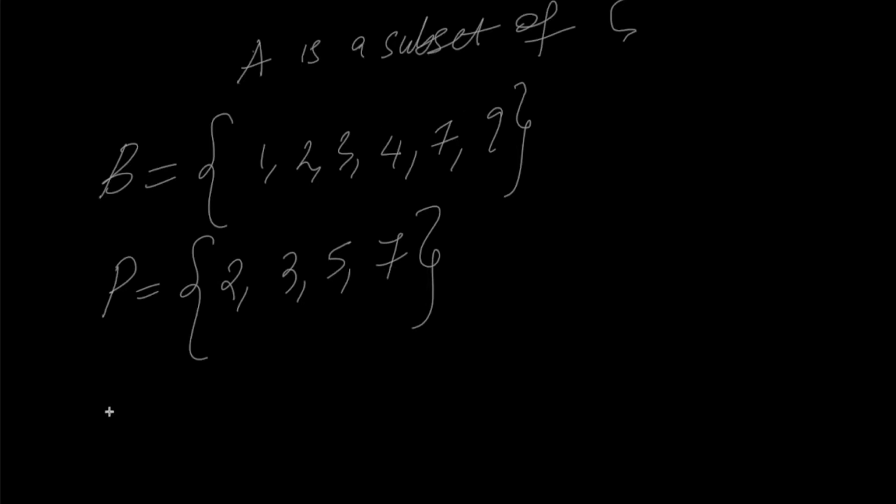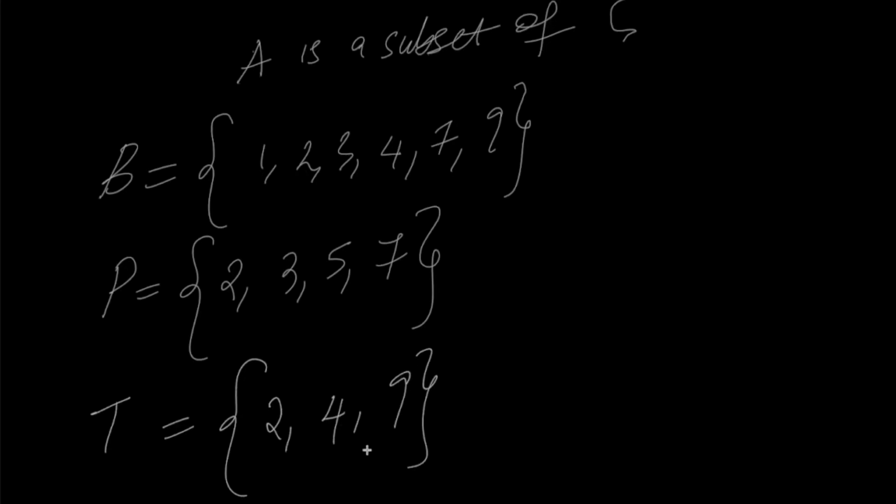Let me go for another one. Say T is equal to {2, 4, 9}. You also agree with me that 2 is here, 4 is here, 9 is here. Because everything in T, you also find them in B. We say what? T is a subset of B.